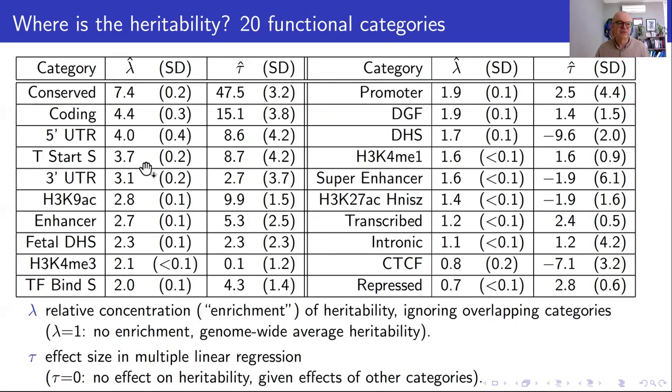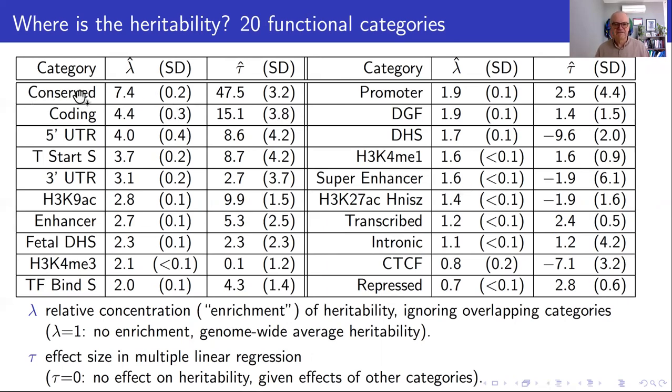So that's part of the reason why these lambdas are estimated much more precisely. The taus are estimated less precisely, because they are correlated with each other because of overlapping categories. And so there is room for model improvement here, and we've been working on that, but it's not completely straightforward because of these correlations I'm talking about. But what can we see?